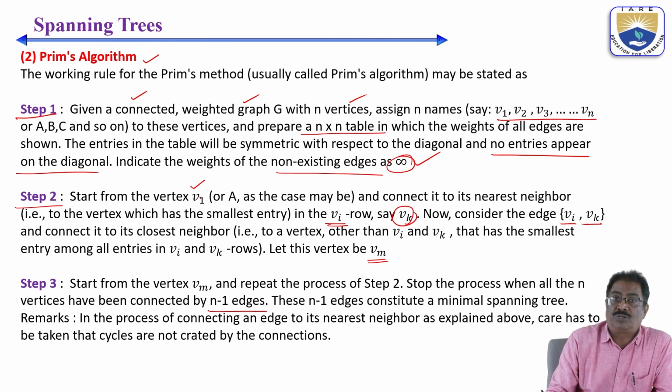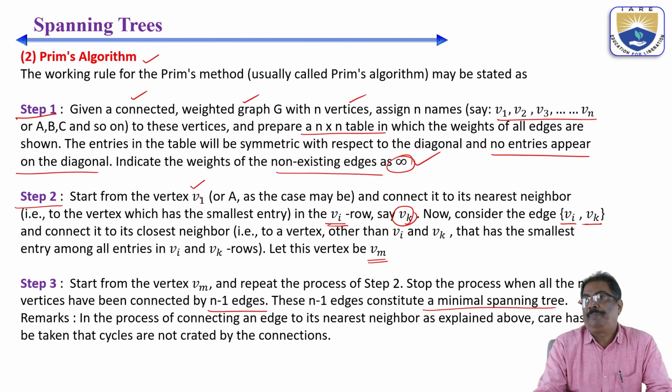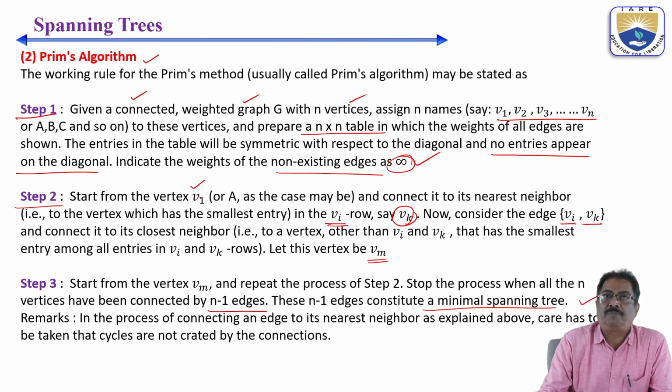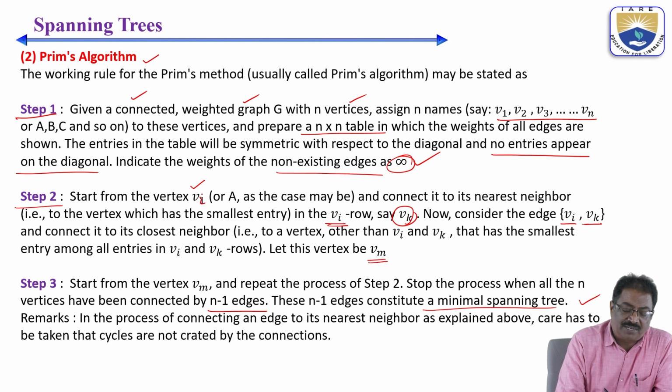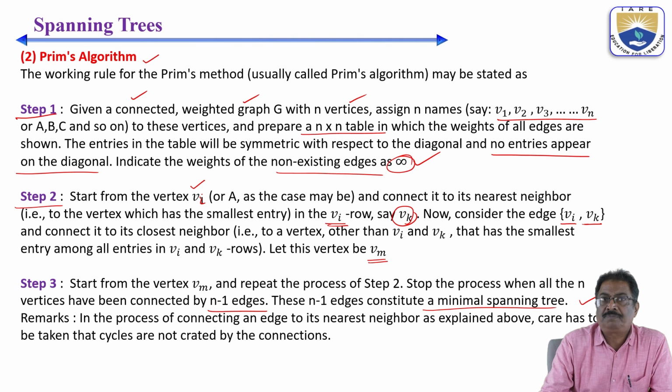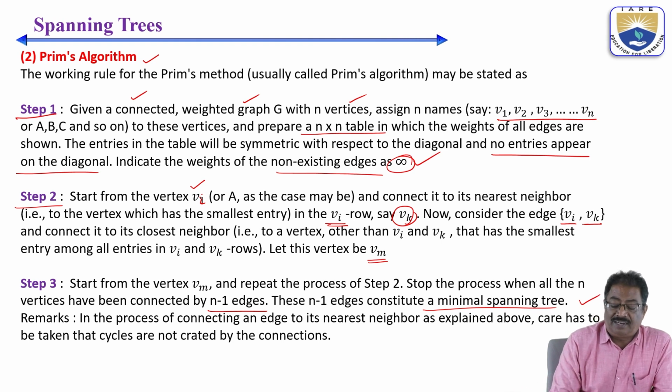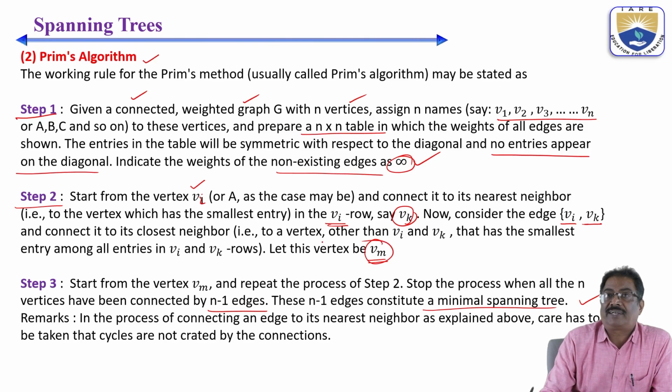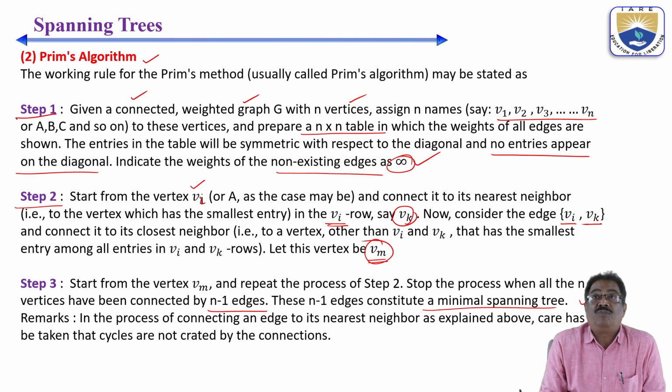Whenever we get n minus 1 edges, we must see that there is no loop formation, and that is the minimal weighted spanning tree. So step one is to construct an n by n matrix, then choose the vertex from which you start, go to the corresponding row and select the minimum weight, let us say the Vk vertex, and the edge V1 to Vk is selected. From the V1 row and Vk row we select the next least weight, which exists at the Vm vertex, and we consider that vertex from either V1 or Vk.